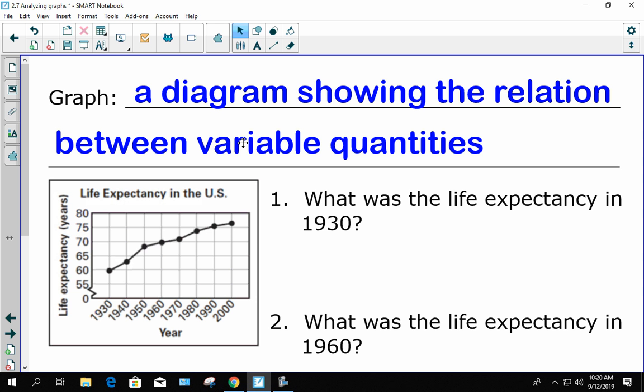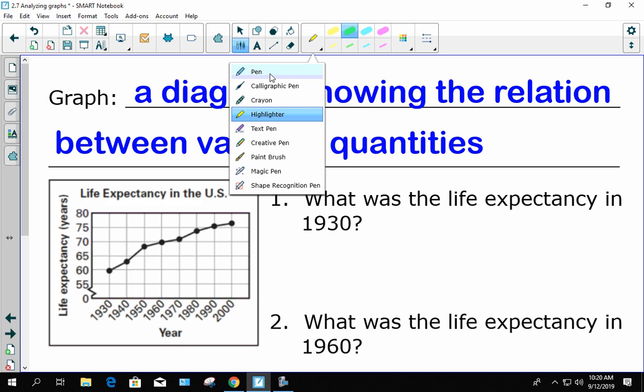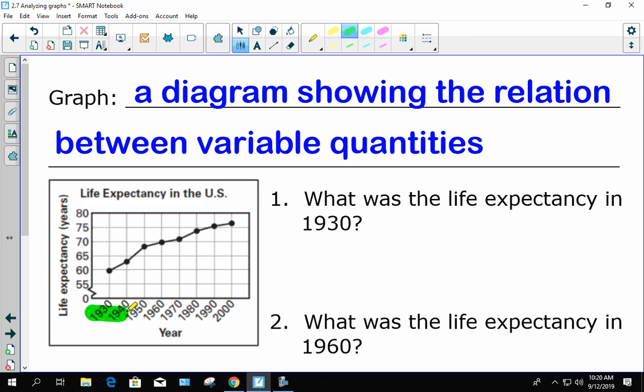A graph, a diagram showing the relationship between variable quantities. Well, that really helps, doesn't it? It shows the relationship between your x and your y. These are your x values. These are your y values. So this shows the relationship between your x and your y. You guys usually do very good on this. Reading graphs, you guys don't have a problem, usually.